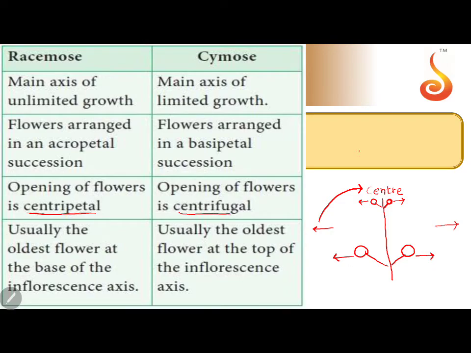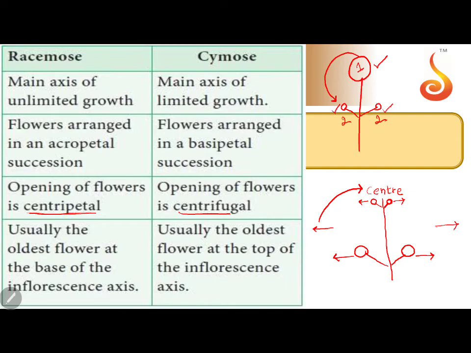whereas cymose is centrifugal. Now if this is the peduncle of the cymose, then this is the terminal flower and these are young flowers. What is the older one? The first one. Naturally this will open first and then these two will open, the lower-end fresh flowers. So the opening of the flowers occurs from center to periphery.